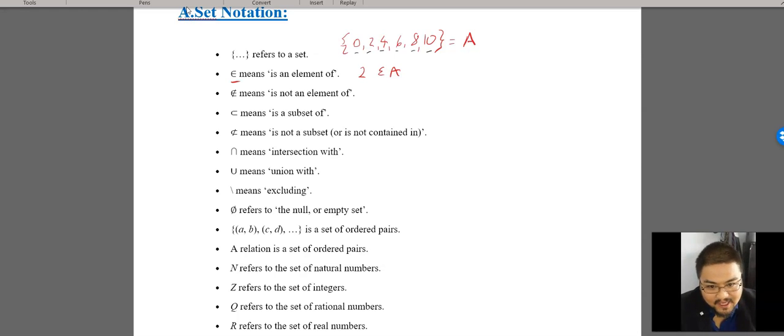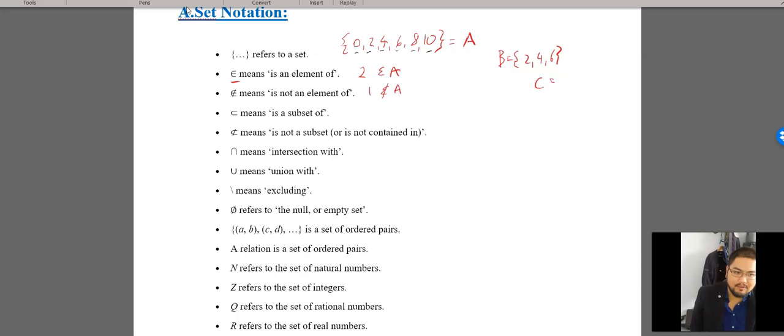Likewise, with this one here, if there's a slash through it, that means it's not an element of. So say the number 1 is not an element of A. Now, let's make a new set of numbers. I'll call this B, and in set B I'll only have the numbers 2, 4, 6. And set C, I'm going to have 1, 2, 3 in there.